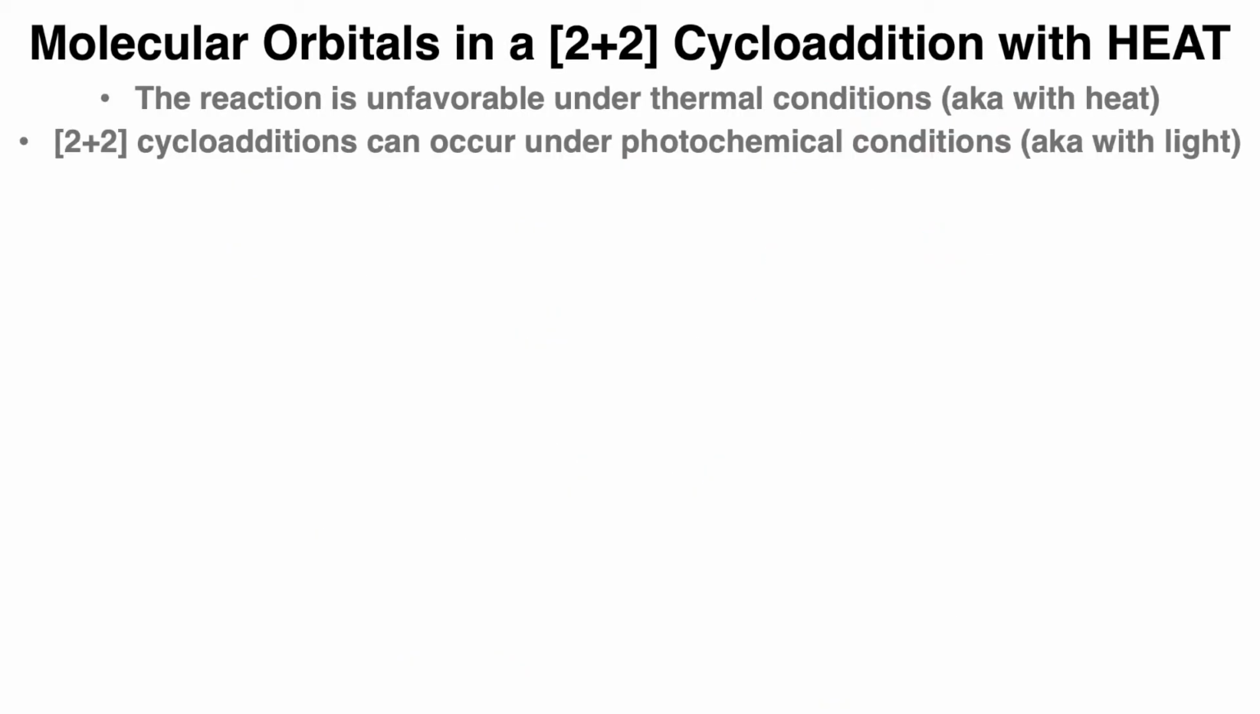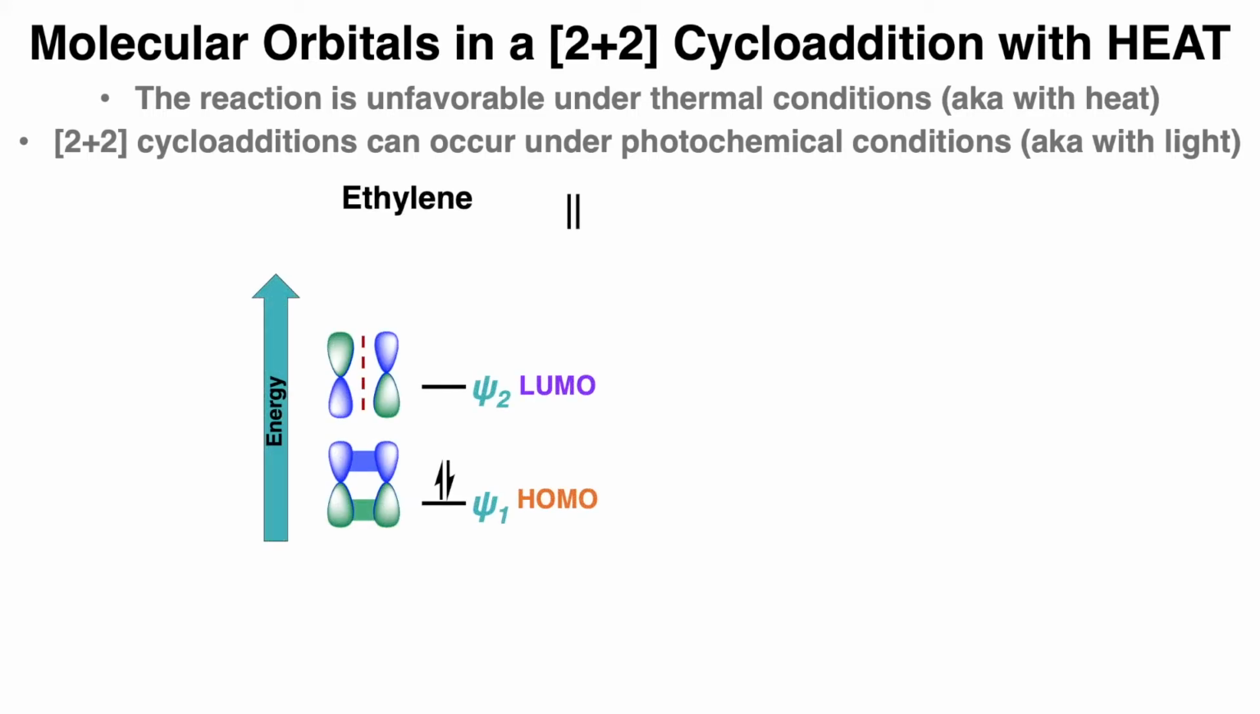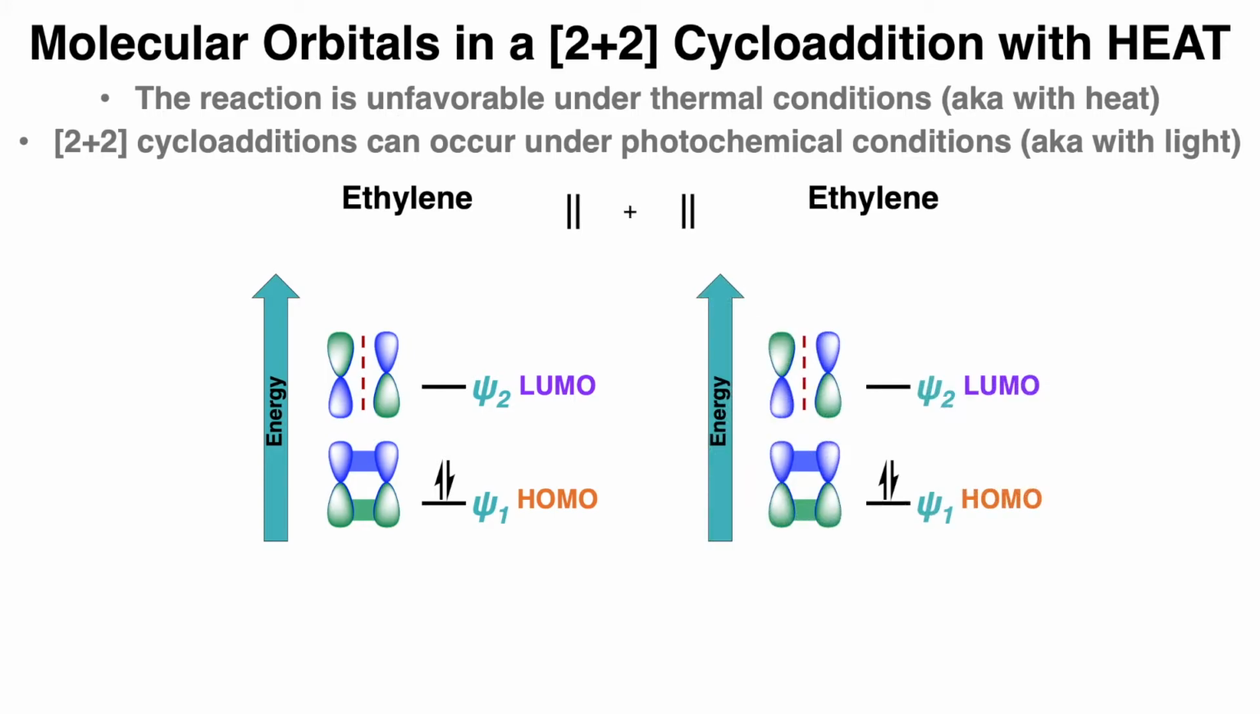Now if we look at a 2+2 cycloaddition, we'll find that the reaction is unfavorable under thermal conditions, but the reaction works really well under photochemical conditions. And this can be explained with orbitals as well. Let's draw the MOs for ethylene reacting with another molecule of ethylene.